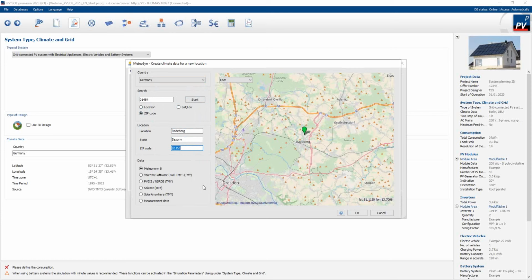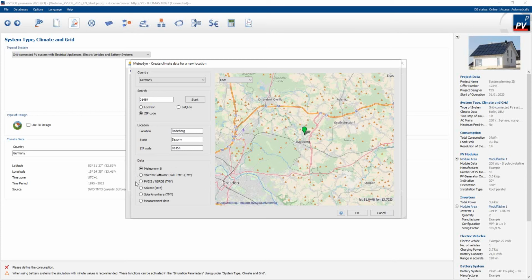In the lower section under data, you have to select the source of the data you want to use for the interpolation of the new record. There are different options available. The first one is Meteonorm 8, a provider from Switzerland. Then we have data from the DWD, the German Weather Service. It's more or less for Germany.